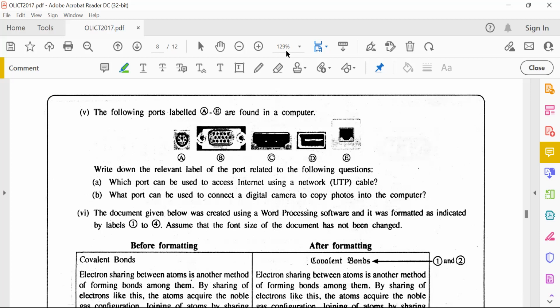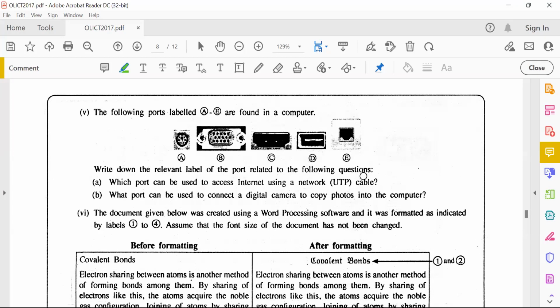The following ports labelled A to E are found in the computer. Write down the relevant label of the port related to the following questions. Which port can be used to access internet using network cable? So which one can be used for network cable? Yes, which one do you think we can connect for network cable?